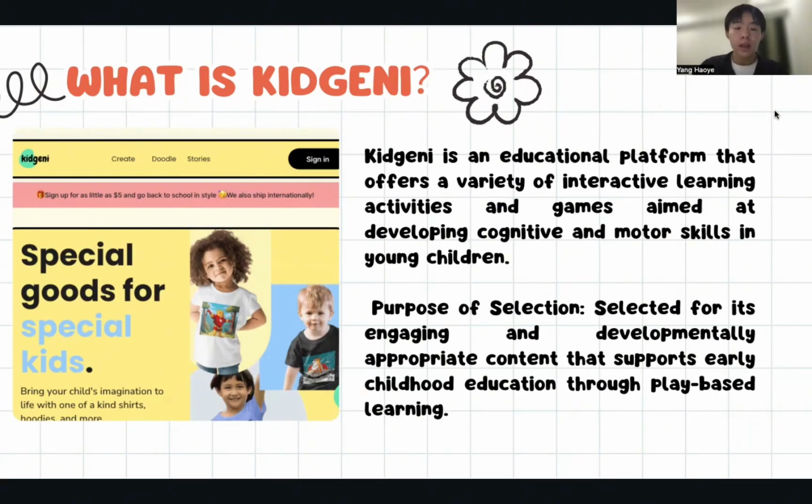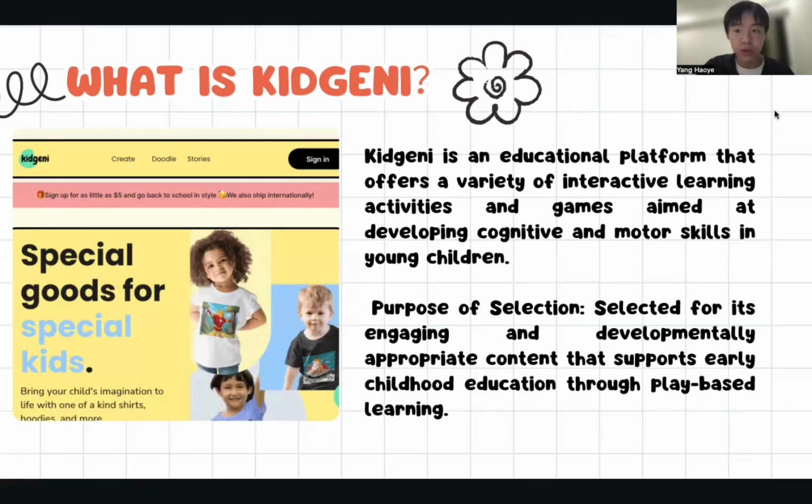One of KidJanai's standout features is personalized learning paths. The platform adjusts the difficulty of tasks based on each child's progress. For example, if a child is excelling at a certain activity, the platform introduces more challenging levels to keep them engaged. On the other hand, if a child struggles, it simplifies the tasks to help them build confidence.